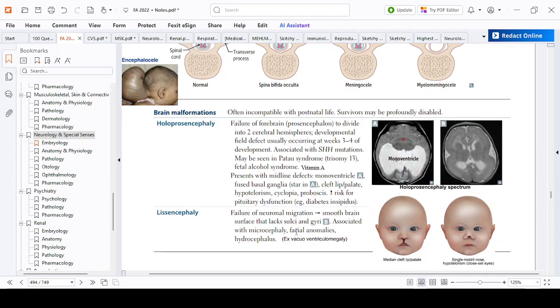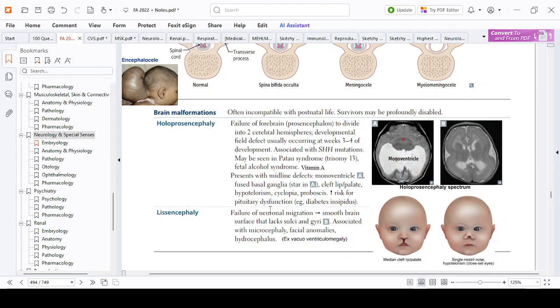So the concept here is failure of neural crest cell migration, a smooth brain surface that lacks the sulci and gyri, associated with microcephaly, facial anomalies, hydrocephalus, ventriculomegaly. So just remember these terms, all right.